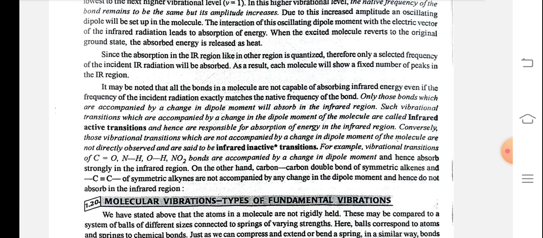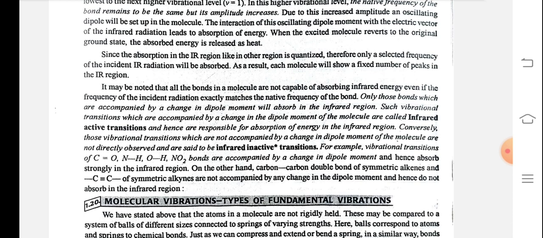It may be noted that all the bonds in a molecule are not capable of absorbing infrared energy, even if the frequency of the incident radiation exactly matches the natural frequency of the bond. Only those bonds which are accompanied by a change in dipole moment will absorb in the infrared region.